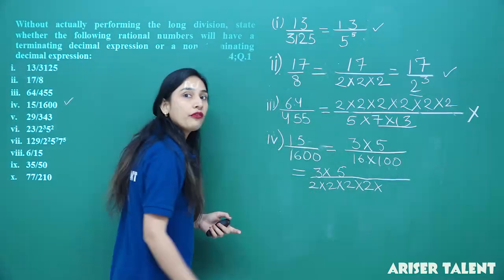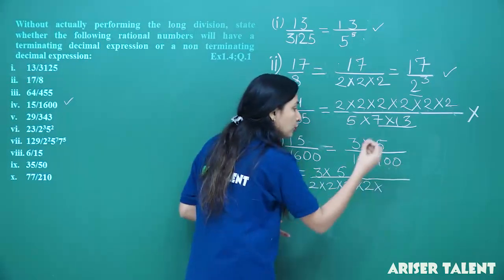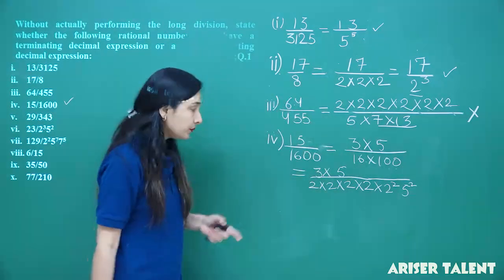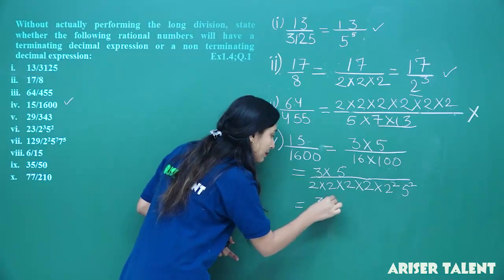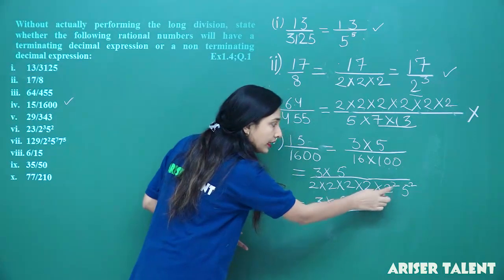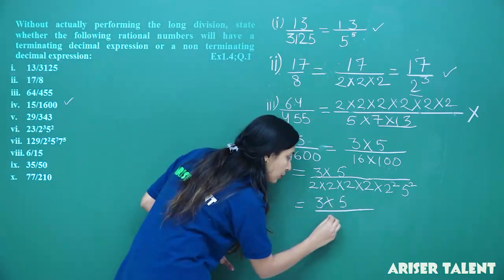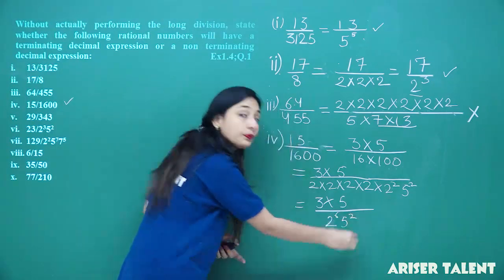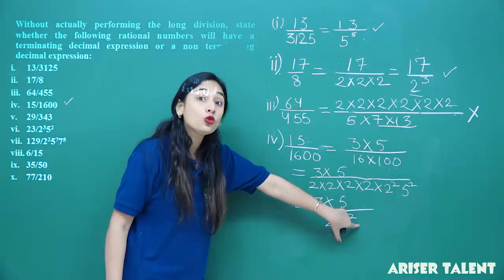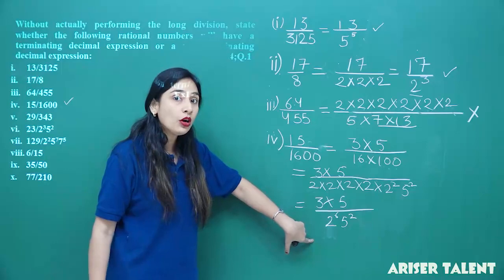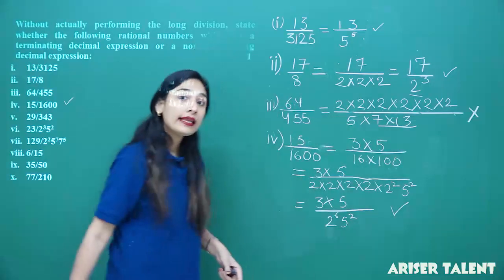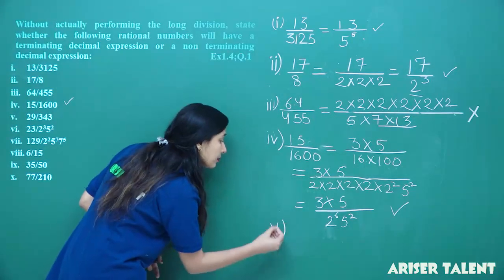Okay, now the factorization of 100, we have 2 zeros, so 2 raised to power 2 and 5 raised to power 2. So it will eventually become 3 multiplied by 5, and counting, 2 raised to power 6 and 5 raised to power 2. So look at this, 2 raised to power 6 and 5 raised to power 2. So it is in the form of 2^n and 5^m. So it is again terminating.